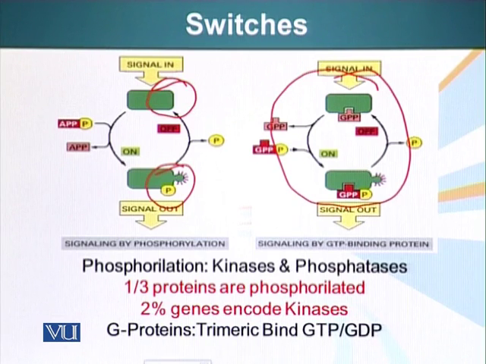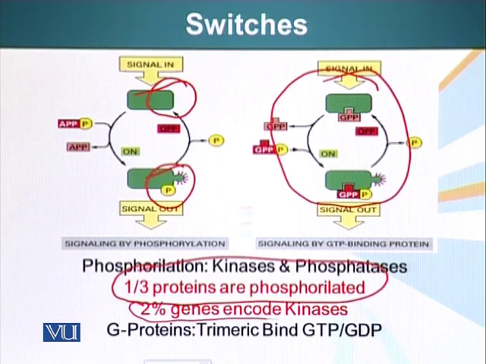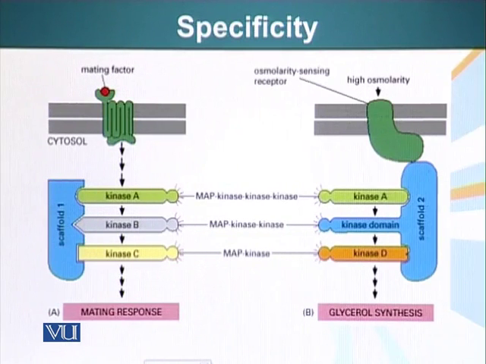So proteins, kinases and phosphatases, can turn proteins on and off by adding or removing phosphate groups. This protein phosphorylation is such an important phenomenon that about a third of the proteins are phosphorylated, and 2% of the genes encoded in the genome encode for kinases. So switches play a very important role in biology.